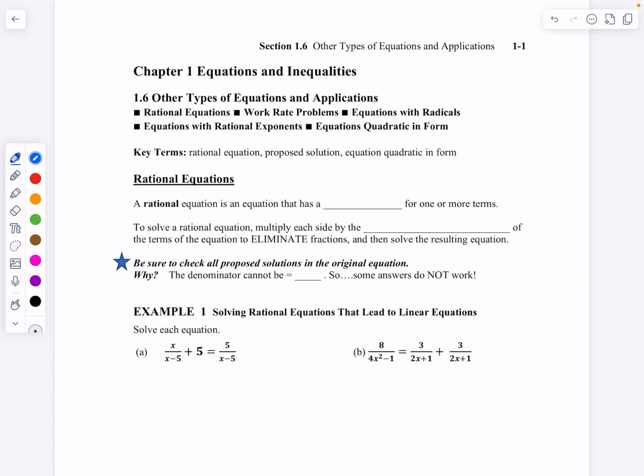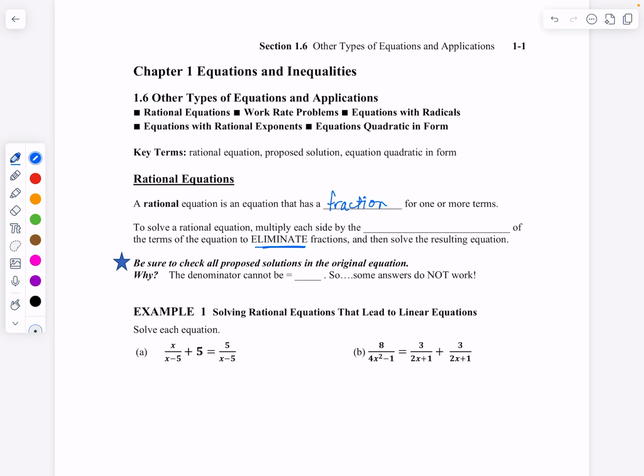So in this section, section 1.6, we're going to be solving rational equations. Now, a rational equation is just an equation that has a fraction in it. So lots of people will tell you fractions are your friends, but I disagree. So the first thing I want to do is get rid of fractions. First, out of the block, get rid of them.